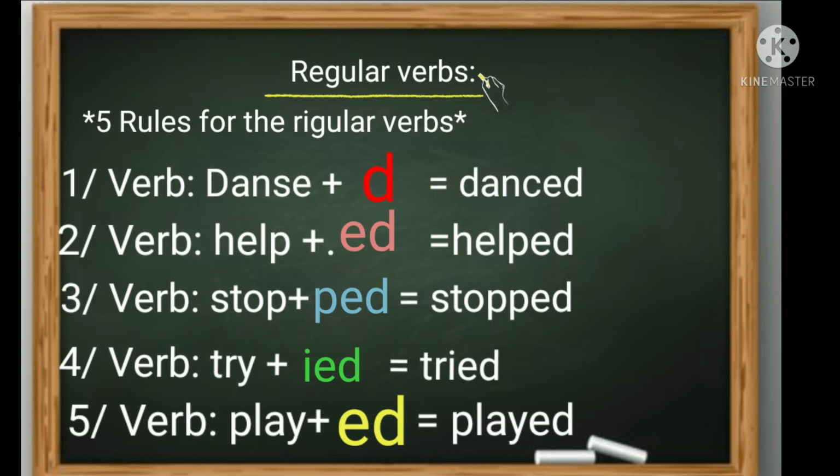Okay? Just add the D in the end, and this will make the past simple of the verb dance. Every word which ends with E, just add the D.